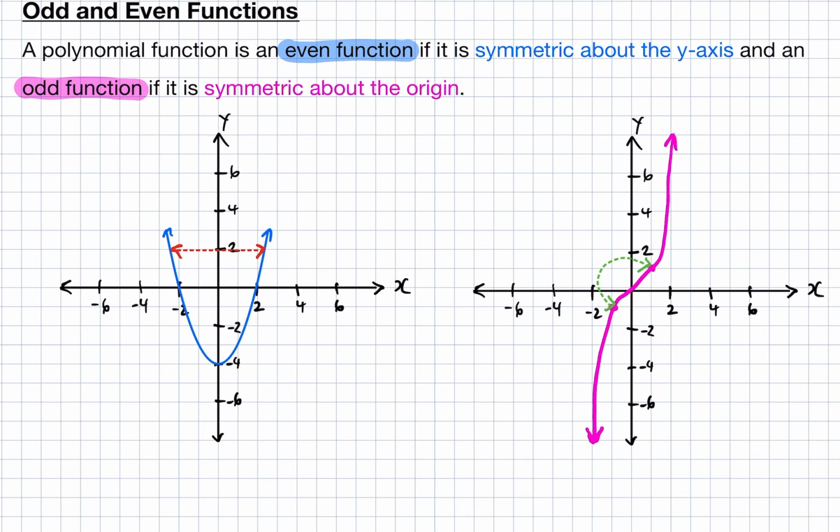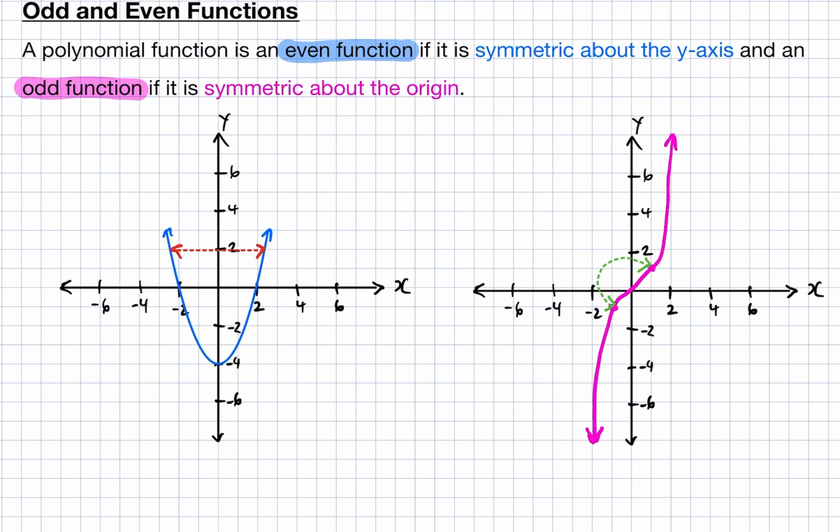Notice that it is symmetric on both sides, meaning if I count the distance from here to this part of the parabola, the same distance is also equal in the opposite direction. So you'll see that the symmetry is along the y-axis. This is a reflection of this, and then this is a reflection of that. That's for an even function.